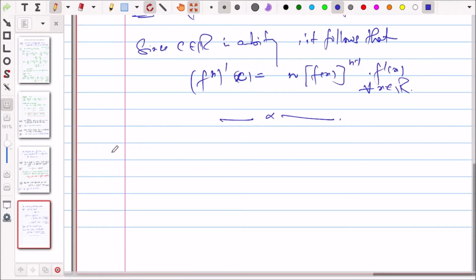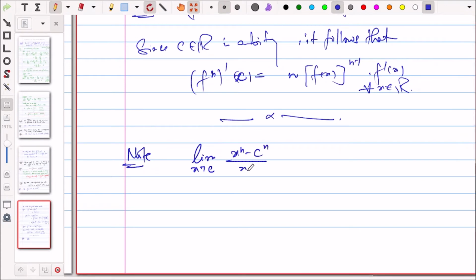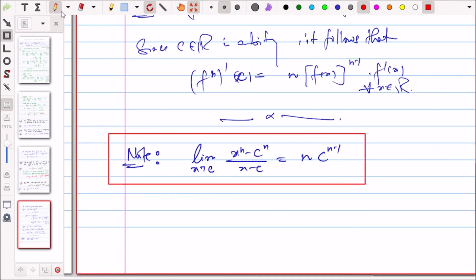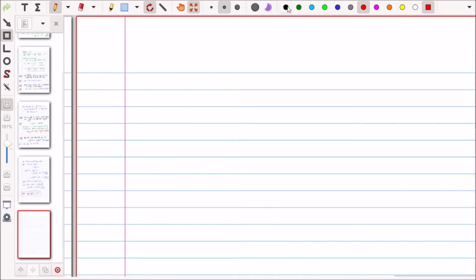So we have used the formula. Note: limit x tends to c, x to the power n minus c to the power n by x minus c is equal to n times c to the power n minus 1. Right? So this formula we have used here. ठीक है, ये फॉर्मूला यूज करें, इसको याद रखना. Okay, let us take one more example.